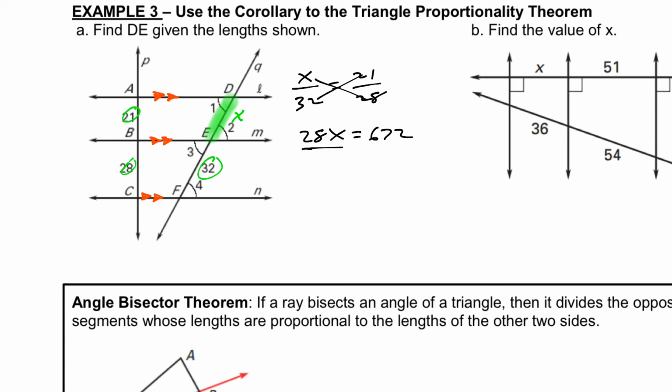And then we'll just divide both sides by 28. And we have X equals 24. And again, if you look back at our diagram, we labeled the X as the distance from D to E, and that's what we're supposed to find. So we can write this as equal to the distance from D to E.